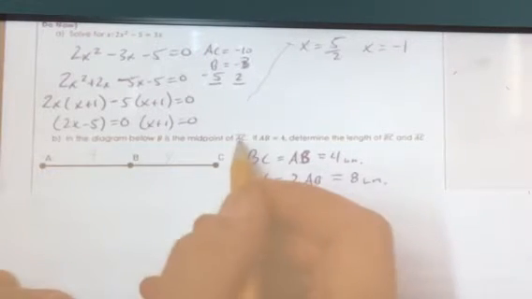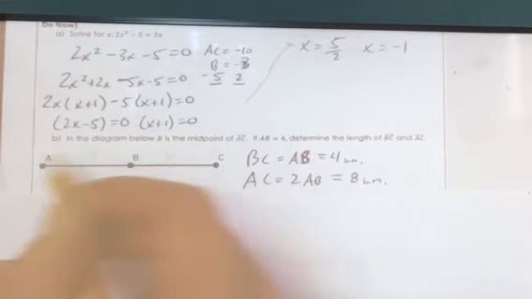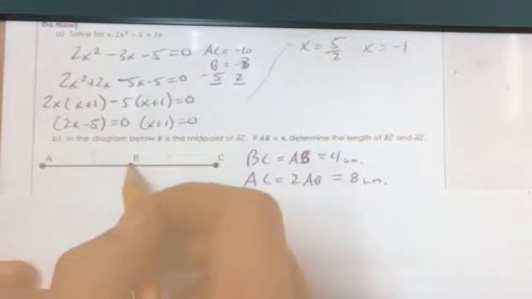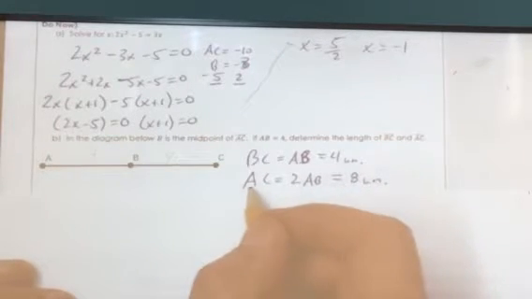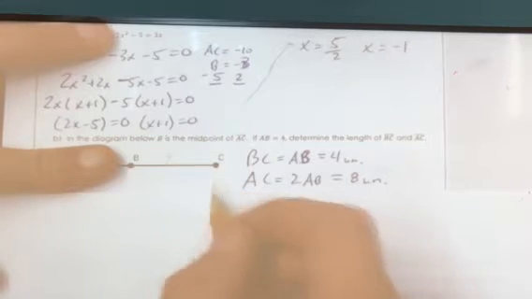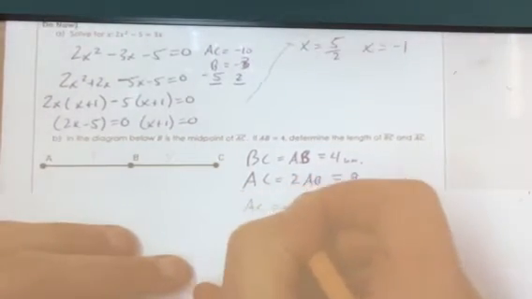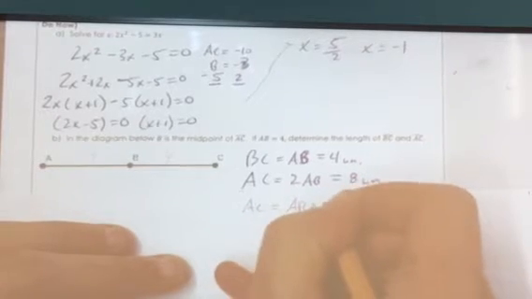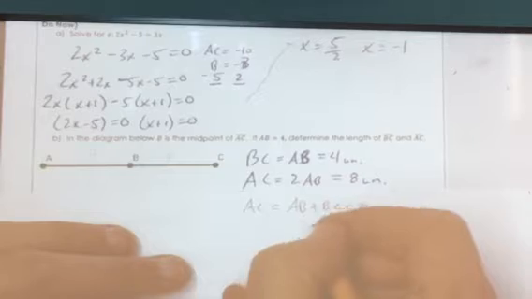Then AC equals 2 times AB, equals 2 times 4, equals 8 units. Now there are other ways you could do AC. You could say that AC equals 2 times BC. Or you could say AC equals AB plus BC. And that's 8 units because of 4 plus 4.